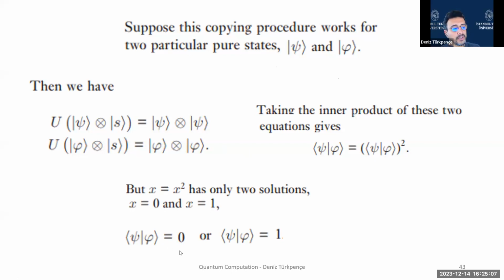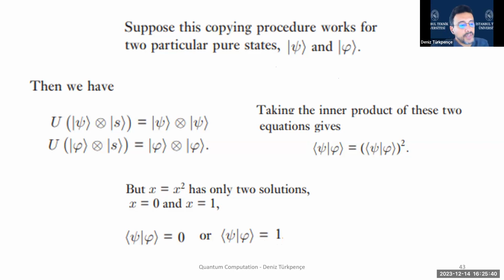If this inner product is 0, this means that I have an orthogonal state. And if this is equal to 1, this means that they are the same quantum states. They have the same overlap. First, I don't want to copy the same quantum state because this is already the copy. Okay, so this is something that I don't want. The only choice that I have left is this orthogonal state.